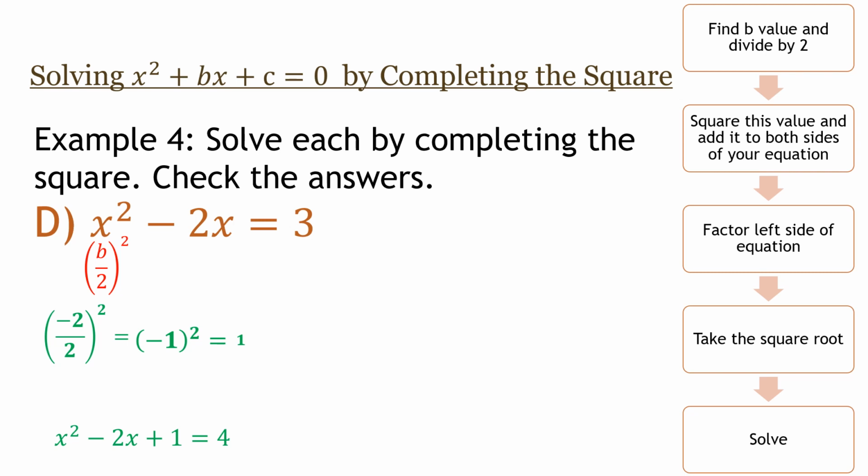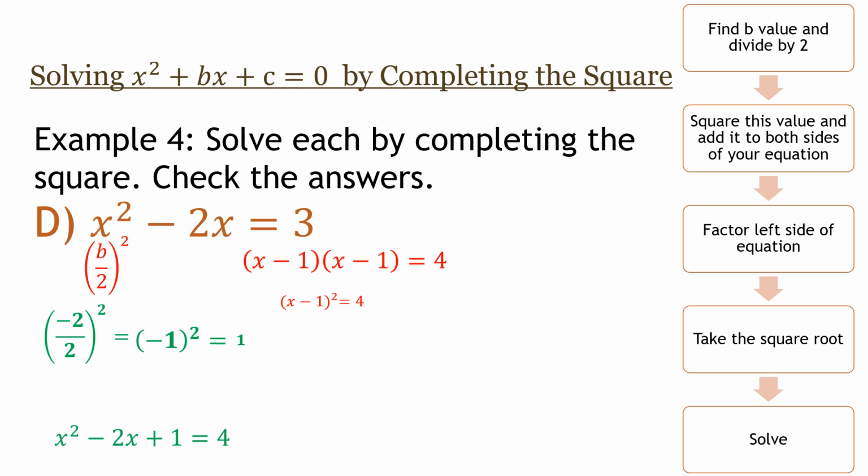Now for my third step, I'm going to factor the left side of the equation. Again, we can factor by using the area model, the big X, or because I know it's a perfect square trinomial, it's going to create two of the same binomials, in which case I know it would be x minus 1 times x minus 1 equals 4. And again, since I have the same binomial twice, I can condense this to x minus 1 squared equals 4.